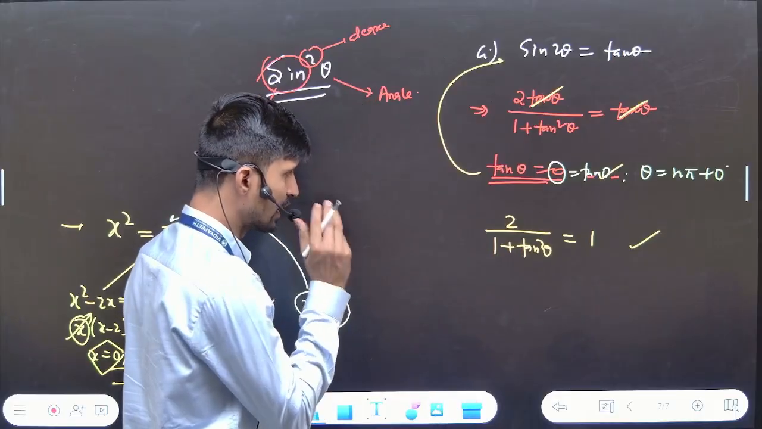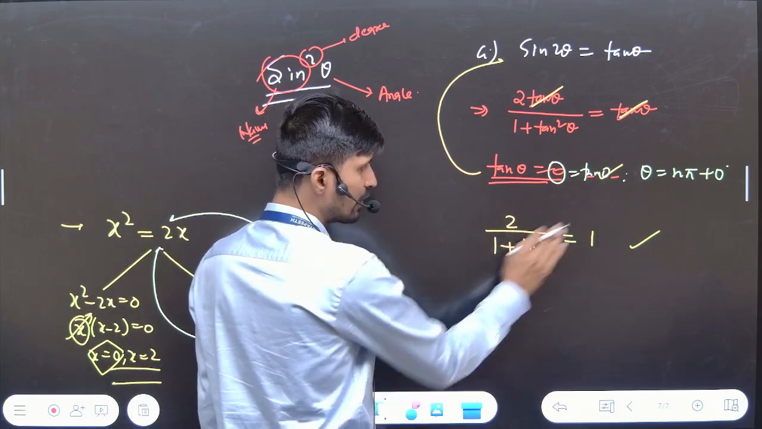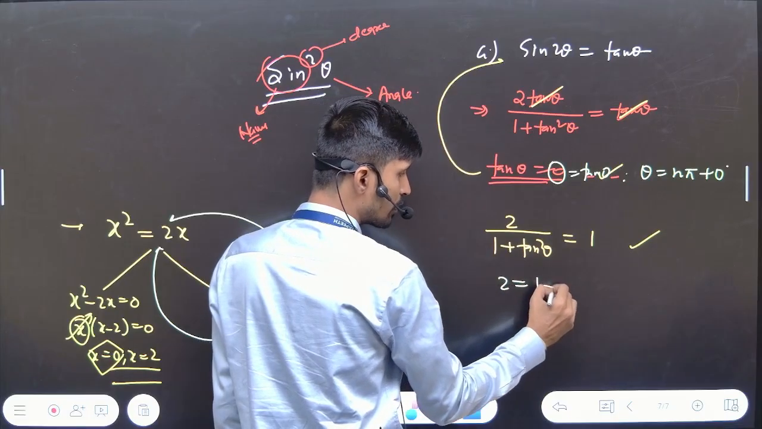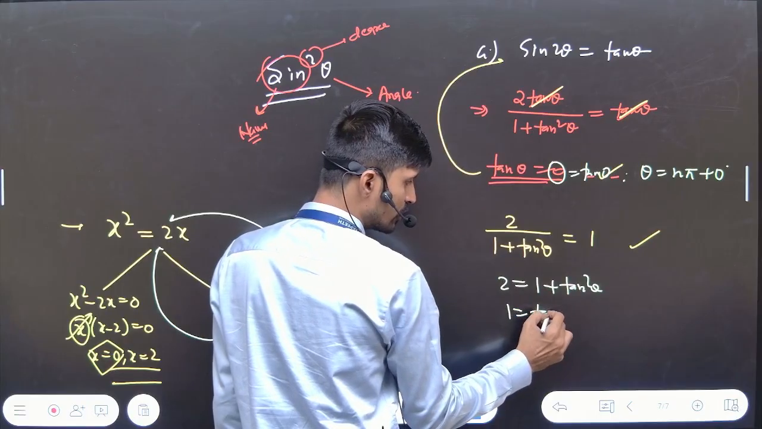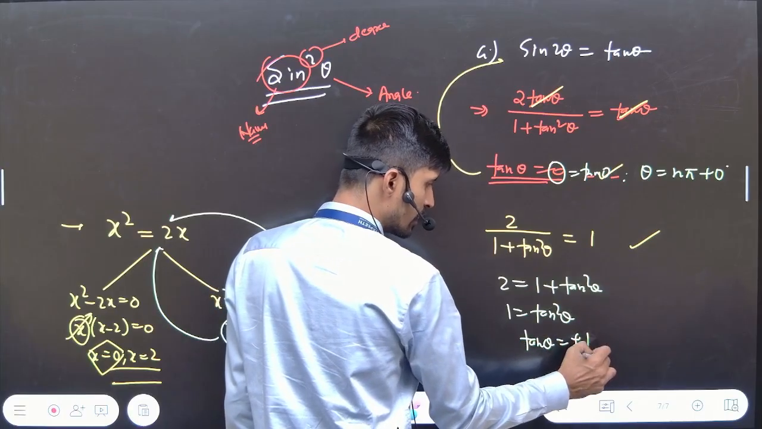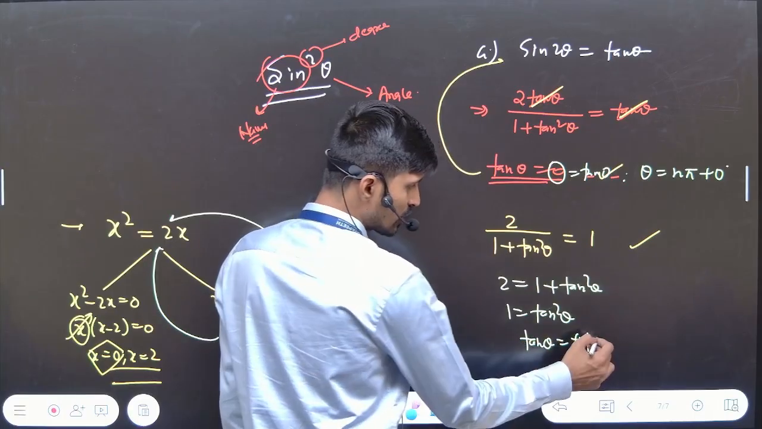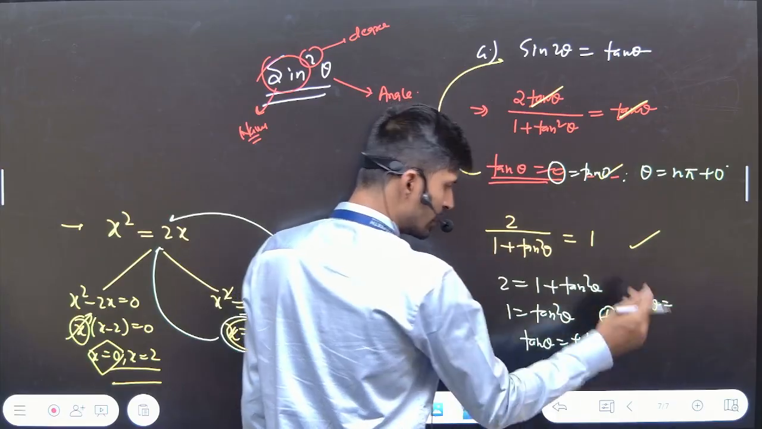Okay. Next, now we have to solve this. We have to find tan theta. Simply I will cross multiply. That will become 2 is equal to 1 plus tan square theta. 1 will go to that side: 1 is equal to tan square theta. And you will get tan theta is equal to plus minus 1. So for plus 1, tan theta... Okay, no need to do that also.